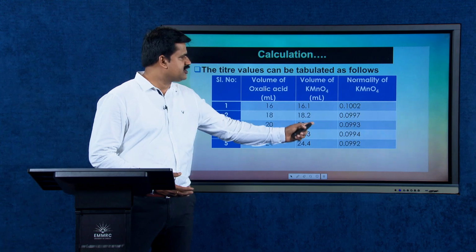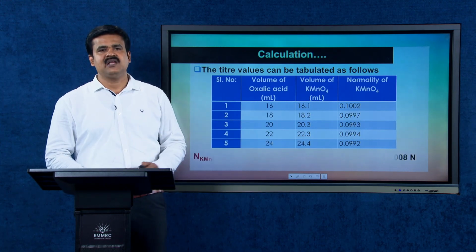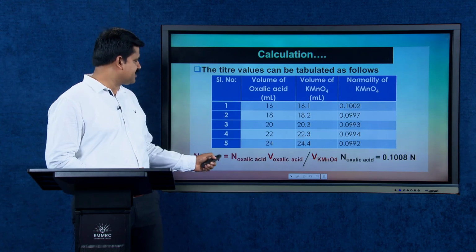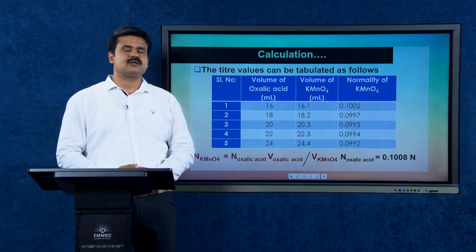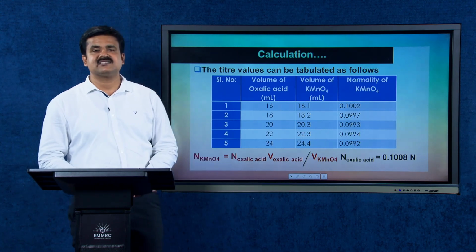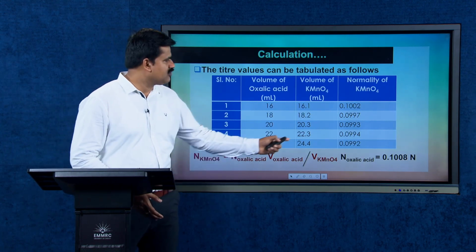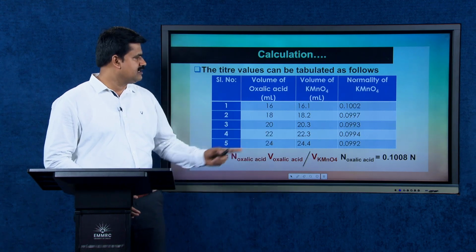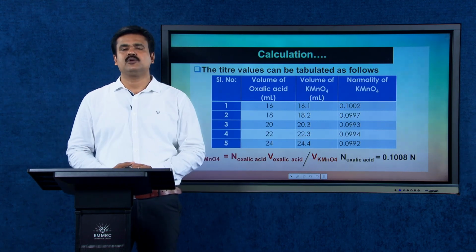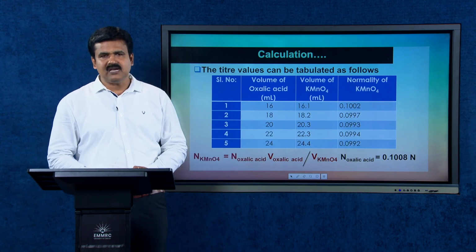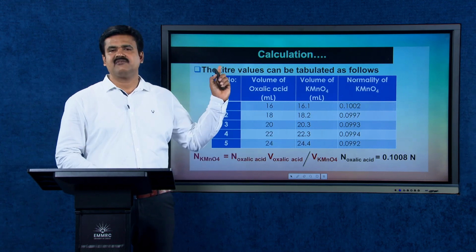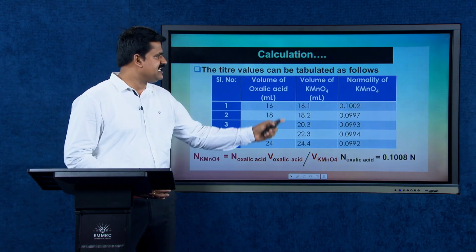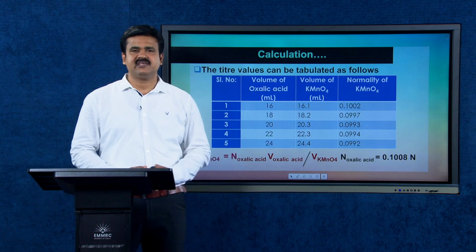You can also calculate normality by using the expression N KMnO4 is equal to N oxalic acid into V oxalic acid divided by V KMnO4. N oxalic acid is calculated previously, which is equal to 0.1008 normal. Substitute all these values and you get the normality in each case, which is tabulated and shown here.